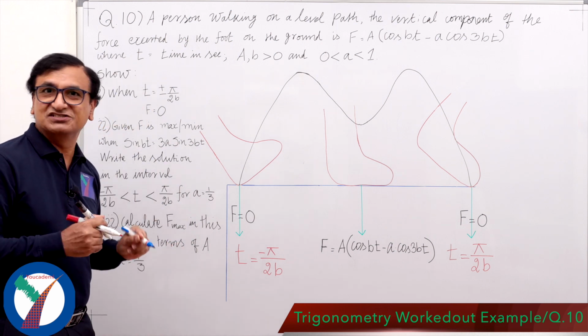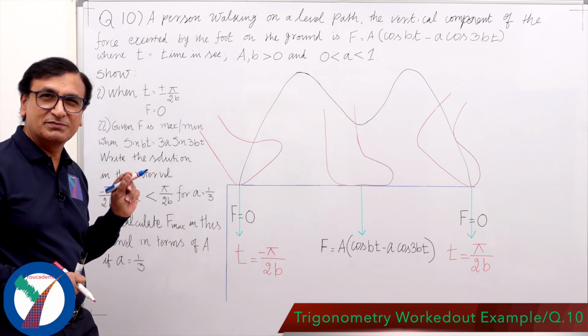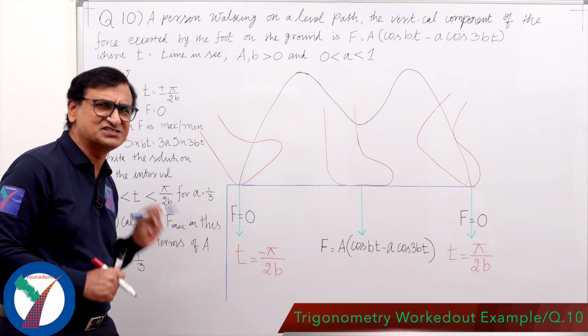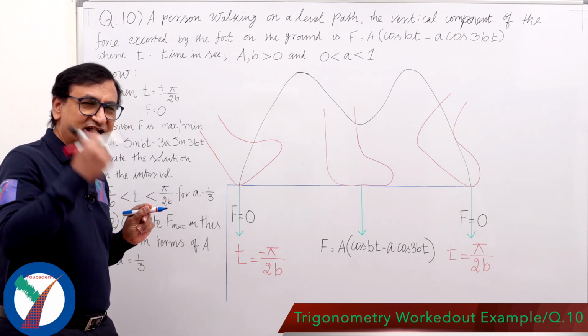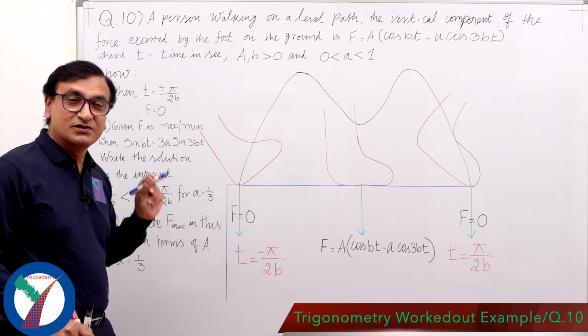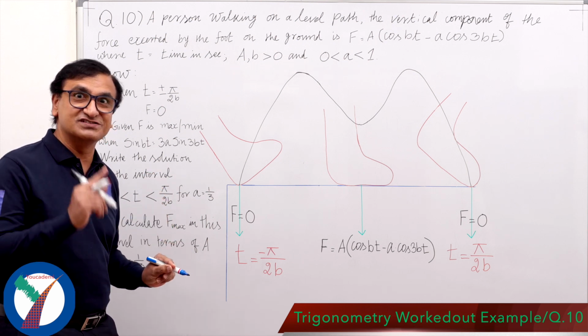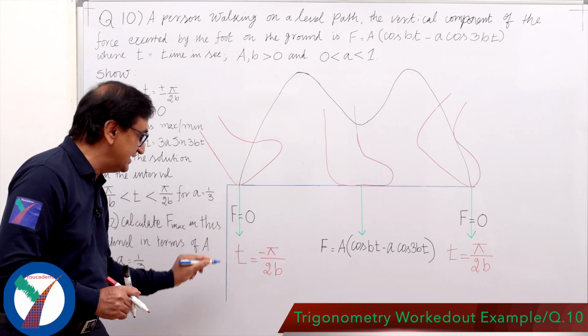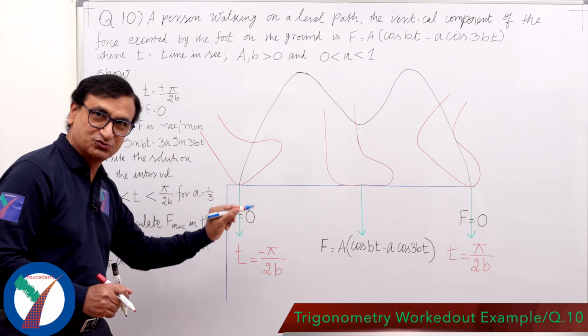Let's imagine that I am just taking a stride. I am just keeping my left foot forward and the left heel is just touching the ground. At that moment, the entire body weight is supported by my right foot. Therefore, the force exerted by my left foot is 0. So that's the position which I have drawn here. And the time t is taken as minus pi by 2b.